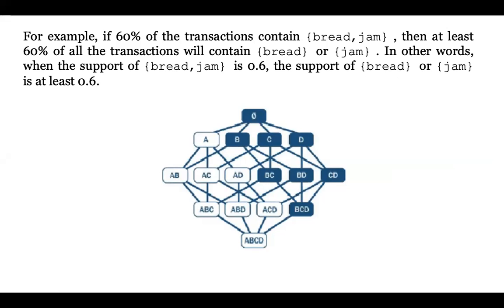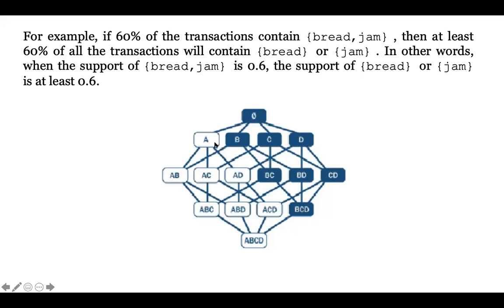60%. Not necessarily both are there. Maybe the bread, maybe the jam, but maybe both also. Got it? Like that. So just in the diagram, you can find out the transactions are there: A, B, C, D. Then here, bread, B and C.